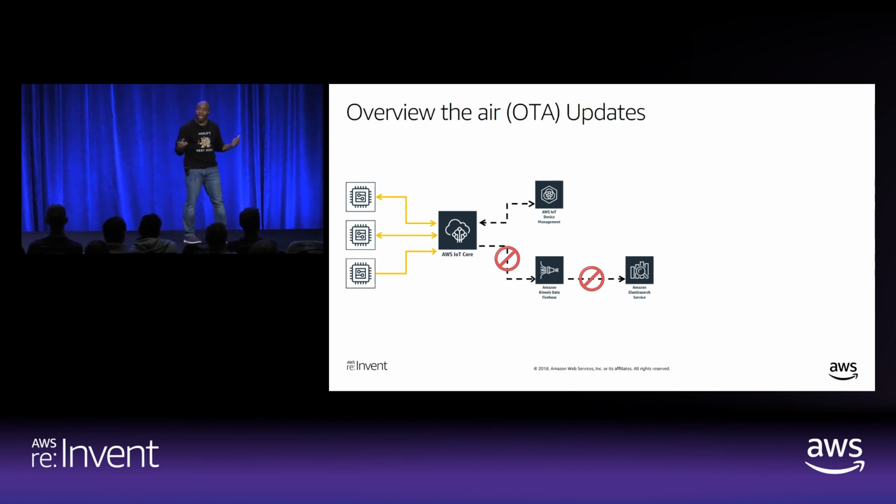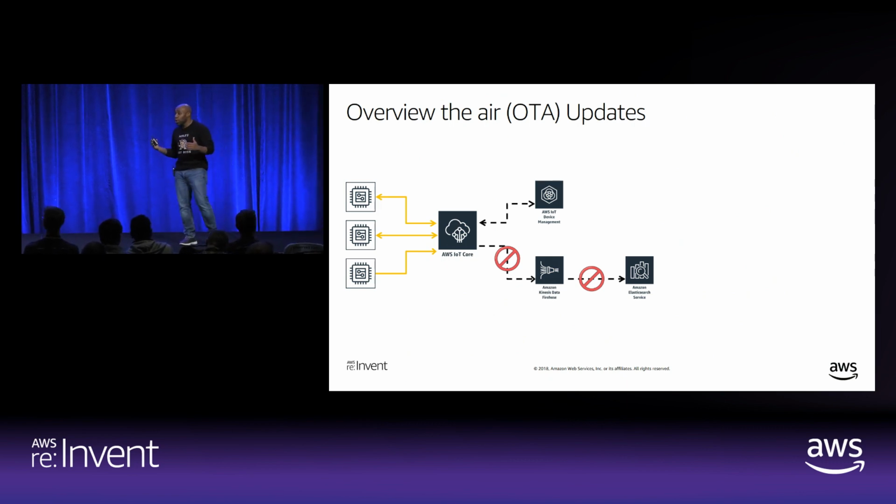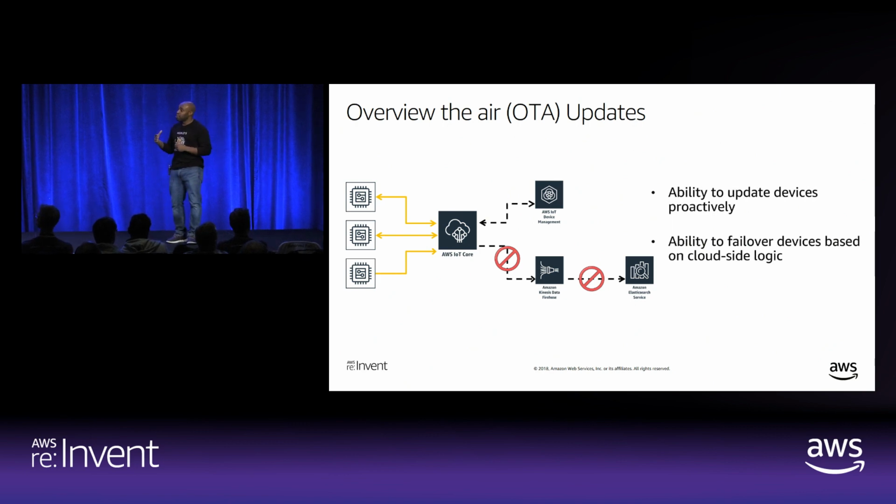you can essentially issue an OTA update just like you would the bootstrapping API. You're saying everything's working with AWS IoT Core, but for some reason we're having internal issues. I need you to go somewhere else. And again, the ability to do OTA updates really gives you that mechanism of proactively changing state on the fly.